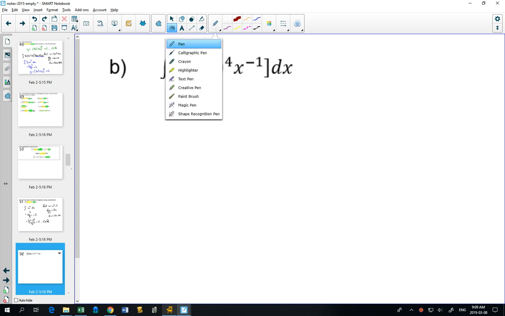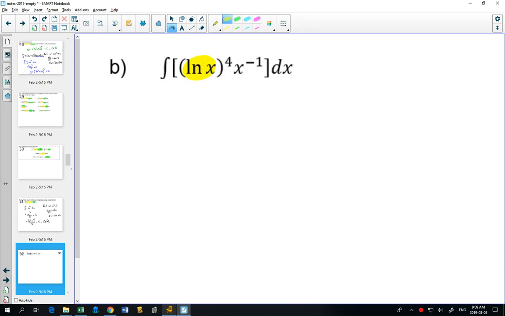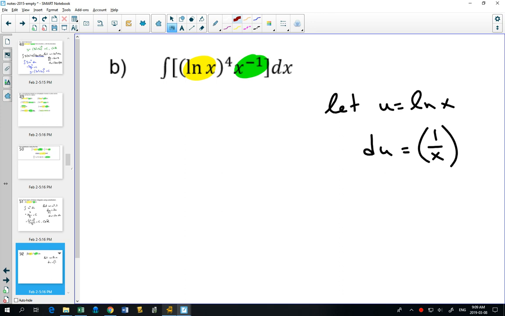So here, keep our highlighting colors. Here's our inside function. That's the derivative. So if off to the side I say let u equal the natural log of x, then du would be 1 over x dx. And so I'm going to get u to the 4 and then du. Exactly the same integral as before.